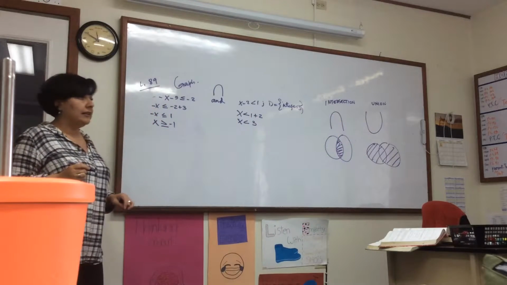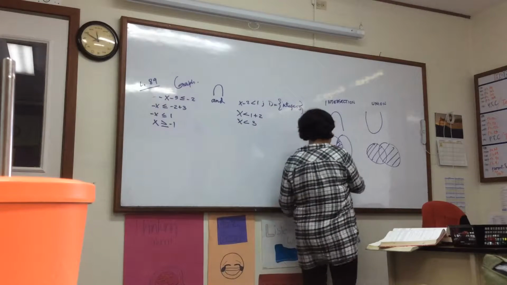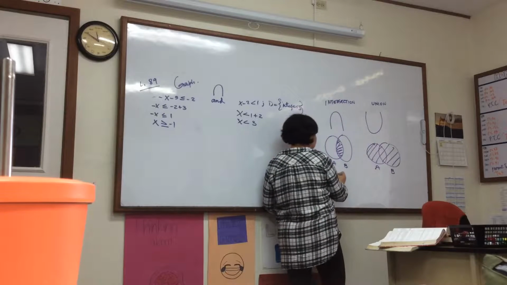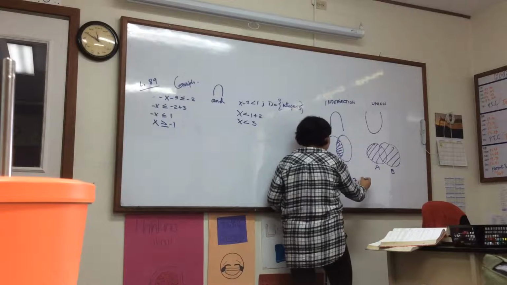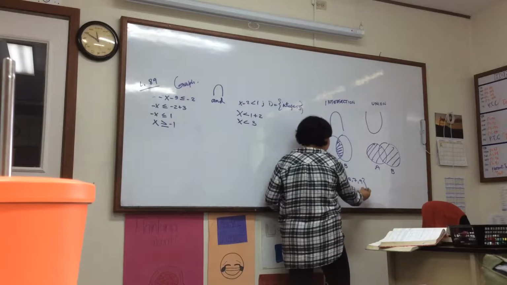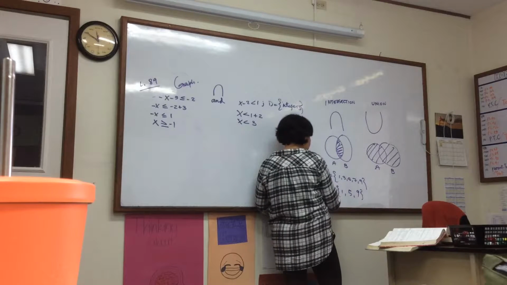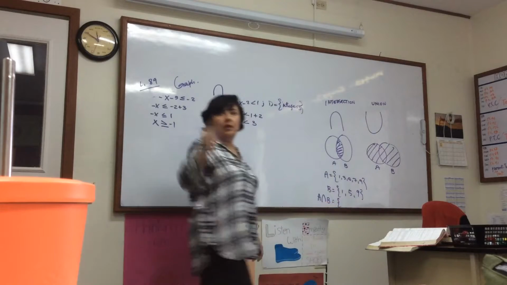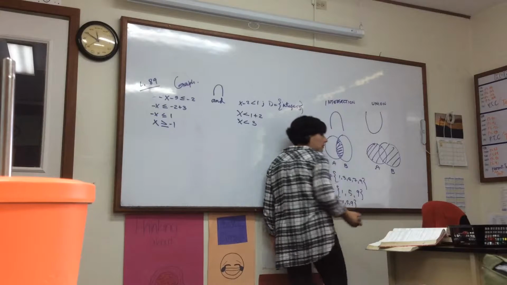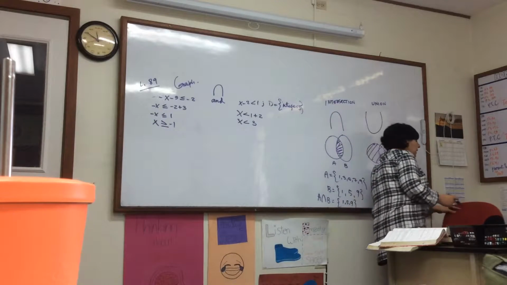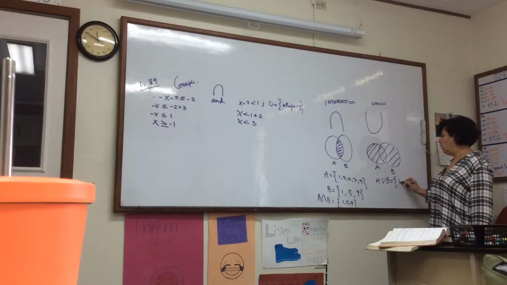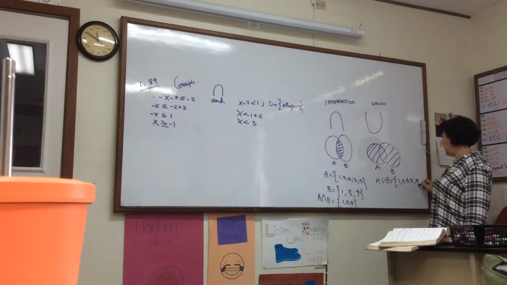If you still don't get it, let me show you a different way. If this is A and this is B, let's say A is 1, 3, 5, 7, and 9. B would be 1, 5, 9. A intersection B would be 1, 5, 9. Why? Because those are the ones that are in both of them. If I do the union of A and B, A union B would be 1, 3, 5, 7, and 9.